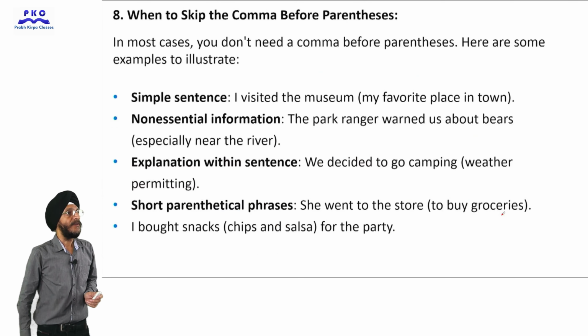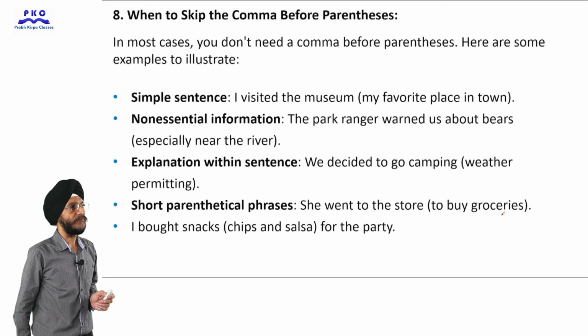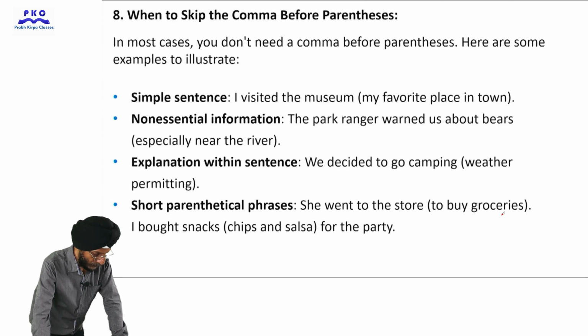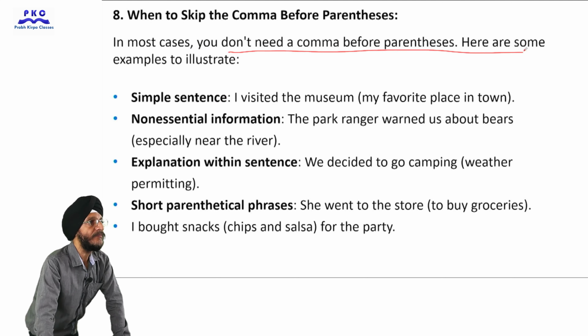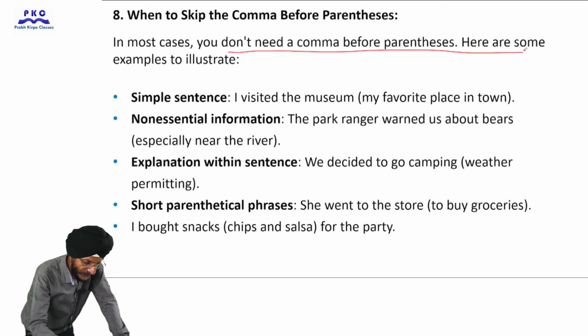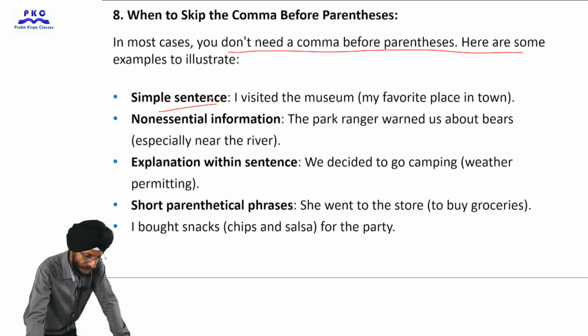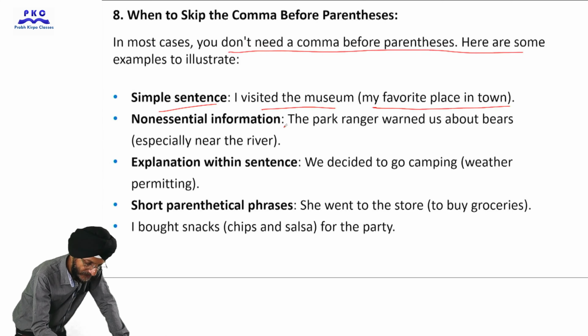Next is when to skip the comma before parenthesis. In most cases, you do not need a comma before parenthesis. Here are some examples in case of a simple sentence. I visited the museum, my favorite place in town. There is no need of a comma before here at this place. Non-essential information: in case of non-essential information, we can skip the comma.